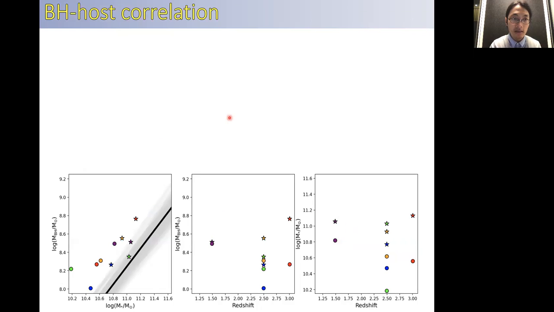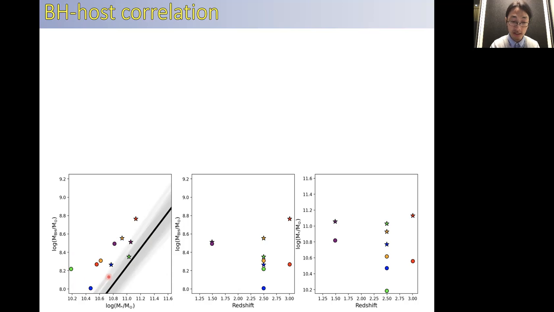Now, taking this together, we are able to study the black hole host correlation. But first, I would like to show you some results from the simulation where we can trace all the processes of the merger. So here, the left panel shows the black hole mass versus stellar mass, the second panel shows the evolution of black hole mass versus redshift, and the third panel shows the evolution of stellar mass versus redshift. The thick black line here is the local relationship taken from Ding et al. 2020, and the same color refers to the same pair, and the star marks refer to the primary sources, and the dot marks refer to the secondary sources.